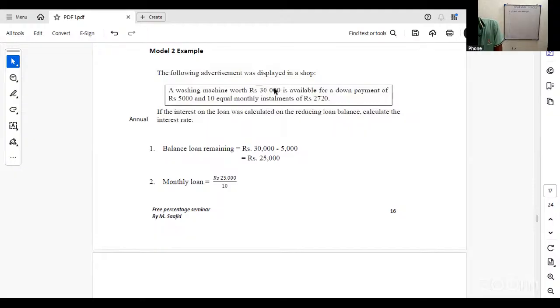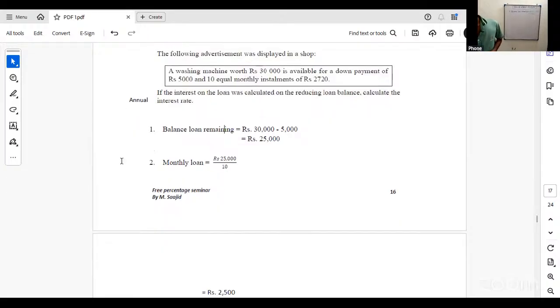Right. So he paid 5,000 as a down payment, and the price is 30,000. So what's the balance remaining? The 30,000 price, you subtract the down payment that he paid, 5,000. The answer is 25,000. Then the second step is to calculate the monthly loan. Monthly loan equals this balance divided by the number of months that he is going to pay. He pays in 10 equal monthly installments, so the monthly loan is 2,500 rupees.